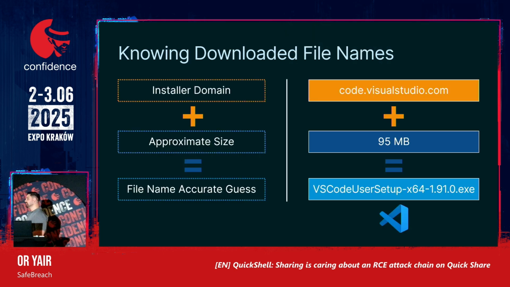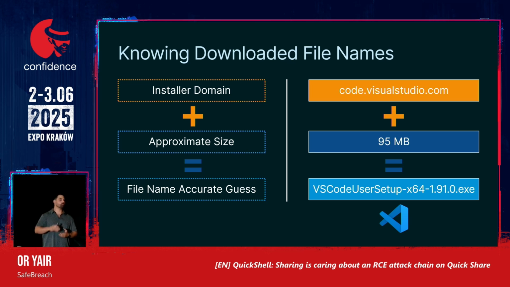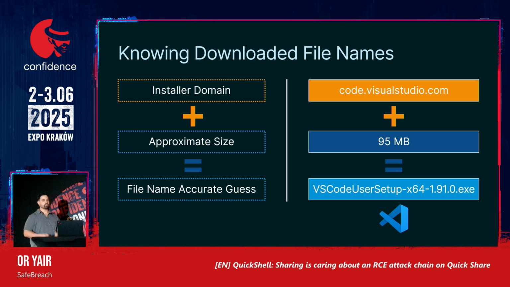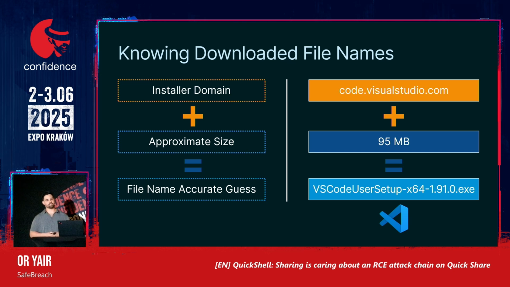So the conclusion is that if we can know the domains that the client, the victim, connects to, and we know the approximate size of the download, then we can also very accurately guess the name of the executable that is downloaded. For instance, if we know that a client downloads 95 megabytes from code.visualstudio.com, then what can that be? Of course, that will be the latest VS Code installer. Installers are also much bigger than most other resources in such websites.